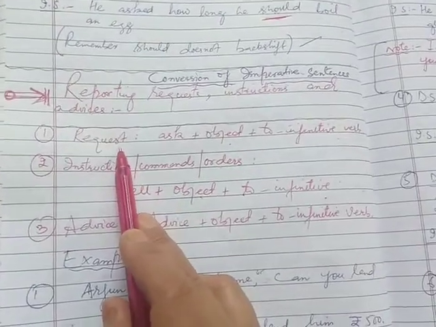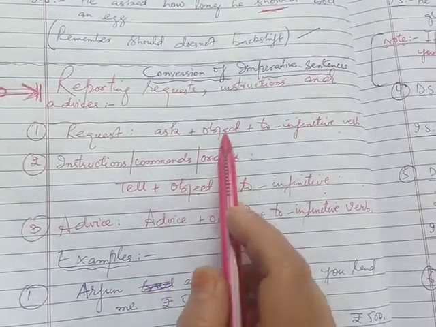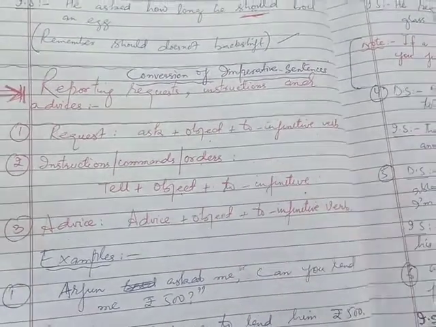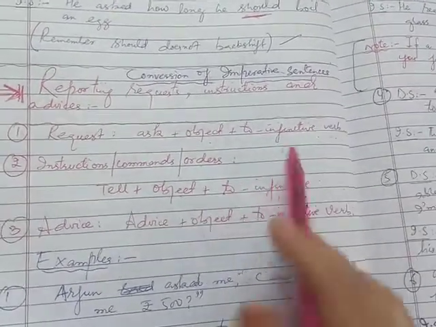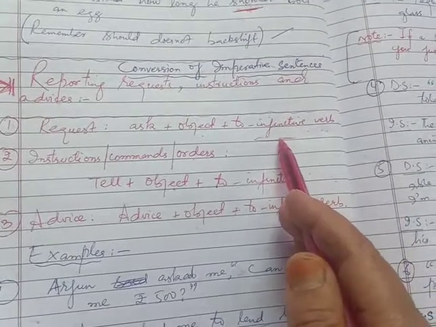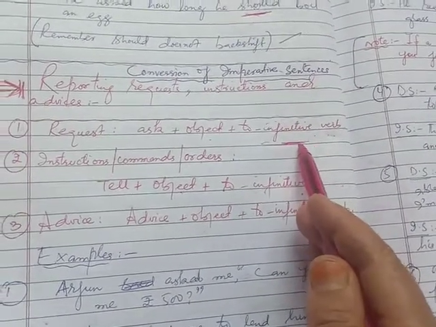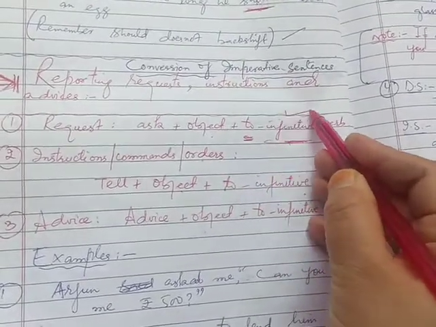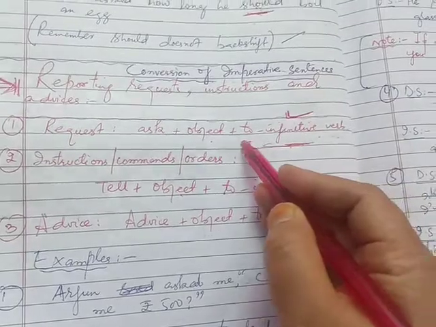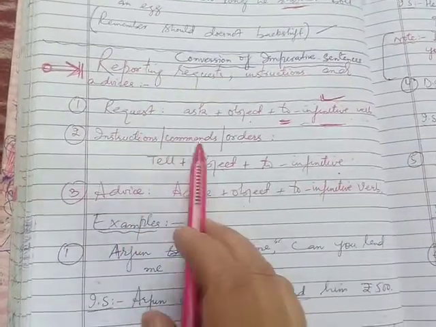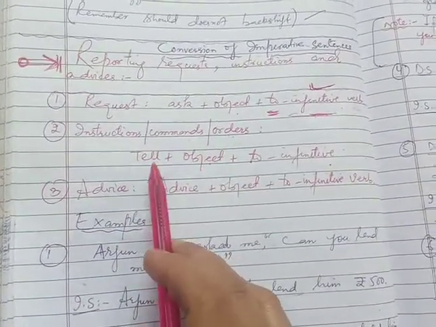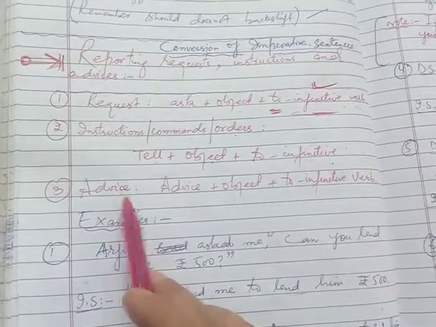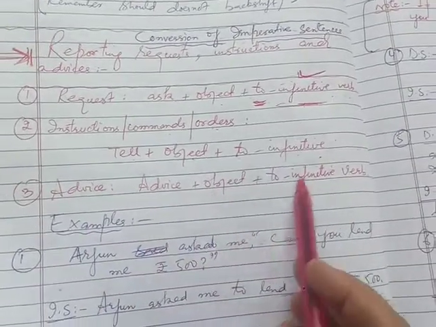My dear students, for a request, use ask plus object plus to infinitive verb in indirect speech. What do you mean by to infinitive? My dear students, the infinitive form of a verb is actually the basic form of the verb. Basic means the first form of the verb, but it is usually followed by to. Now for instructions, commands and orders, use tell plus object plus to infinitive. Very good. For advices, use advise plus object plus to infinitive verb.